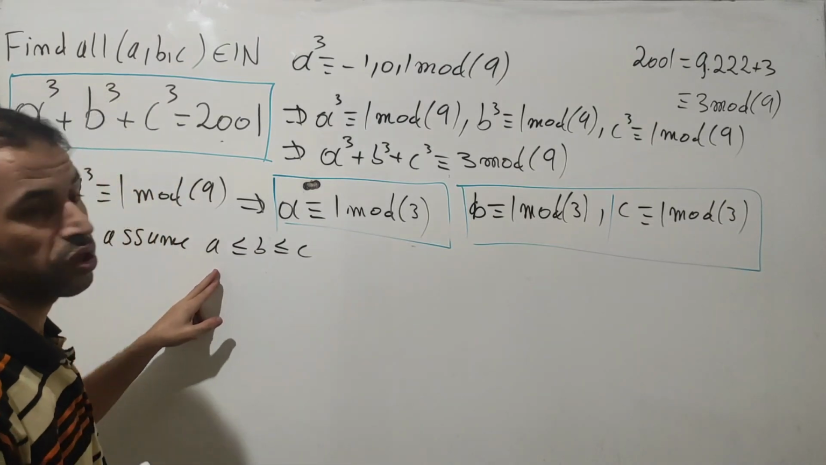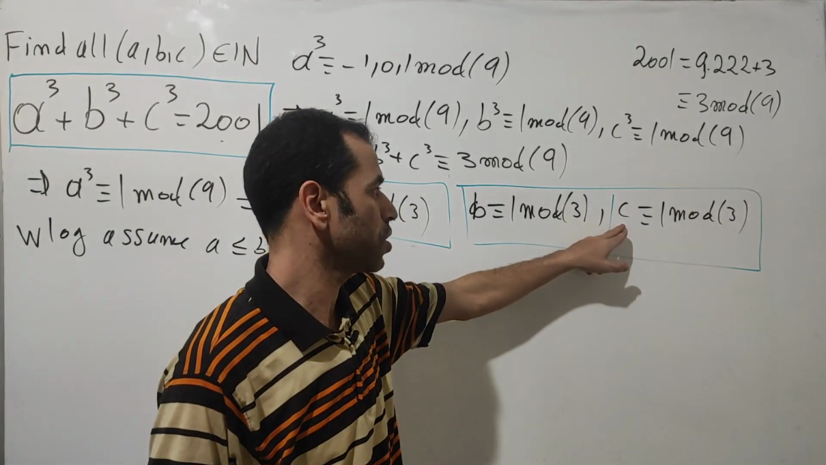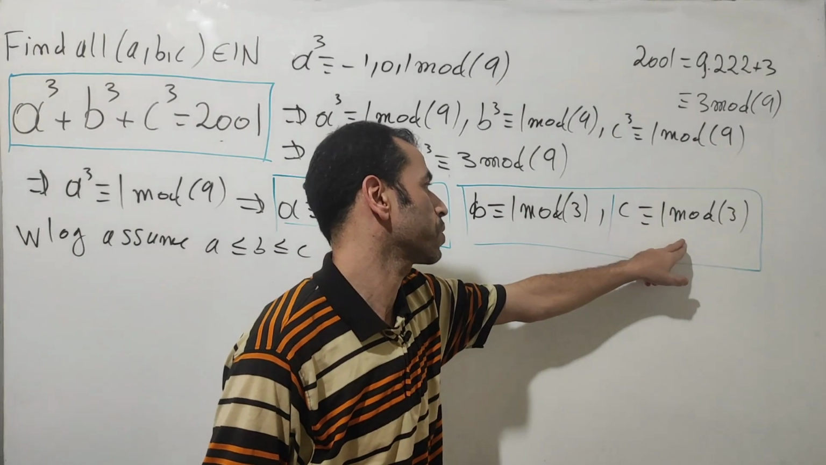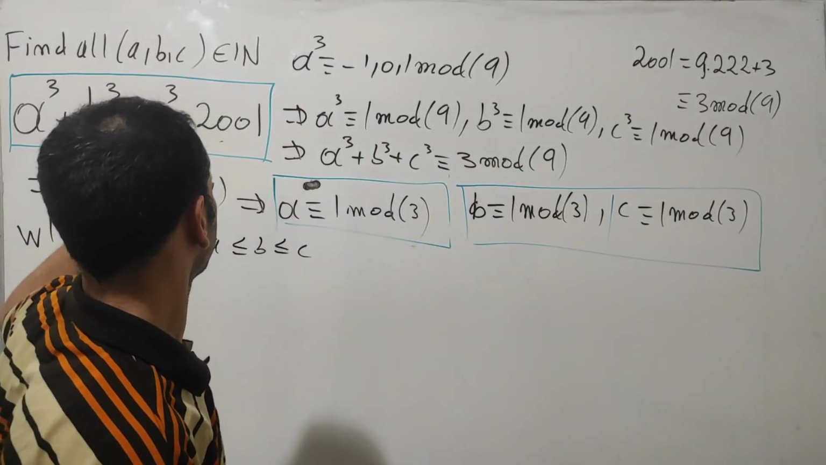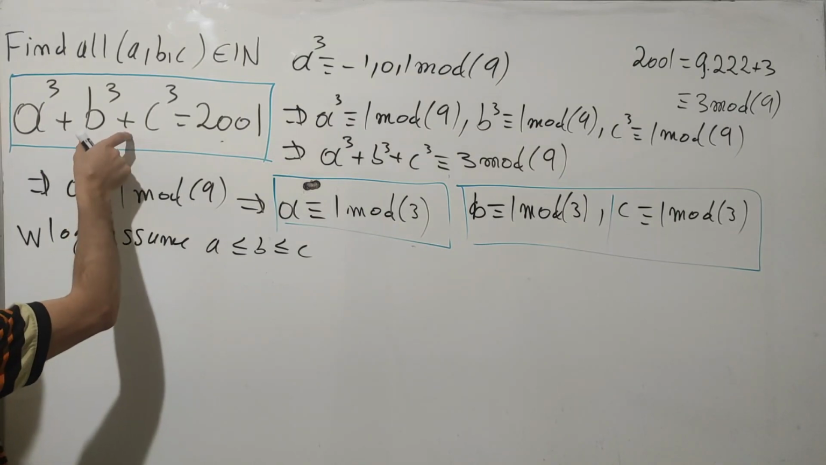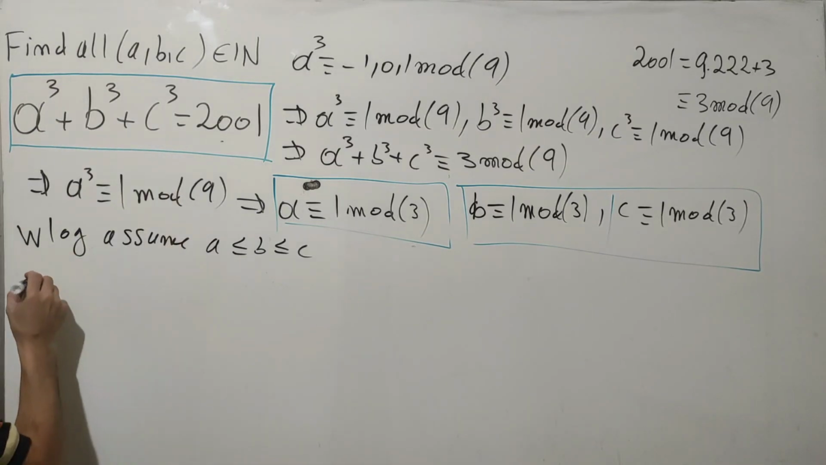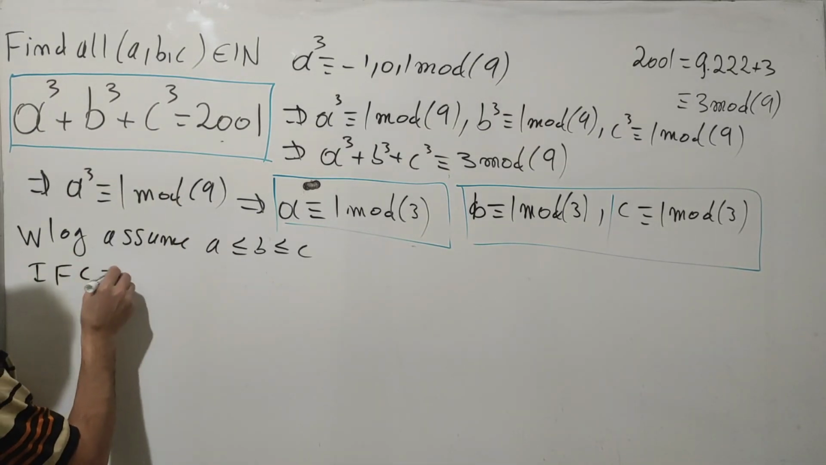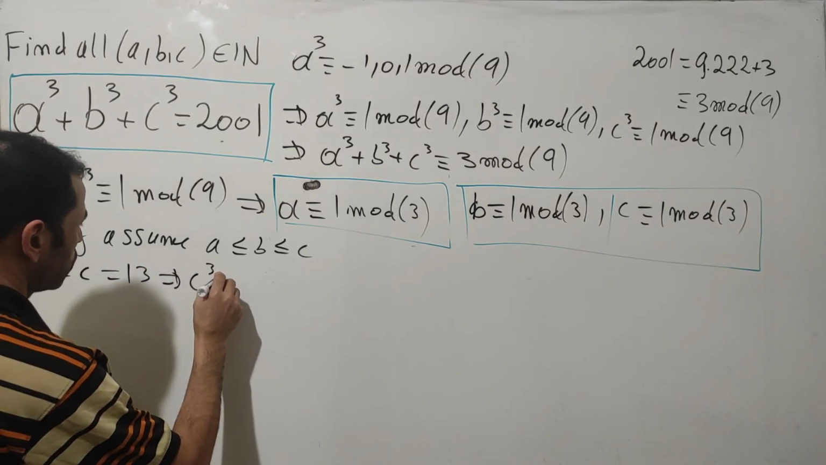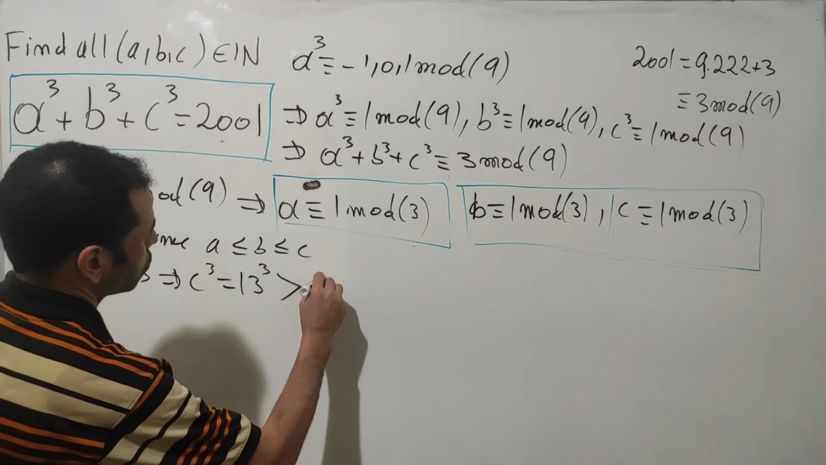since c is bigger than the other integers. Okay, if you take a look up here, if you replace the number 13 here, it satisfies this statement because 13 is congruent to 1 mod 3. But we are going to check on the other side as well. If you replace 13 here, it is not going to satisfy this equation because 13 cubed is going to be bigger than this. Let's try this: if c equals 13, then c cubed equals 13 cubed, which is strictly greater than 2001.